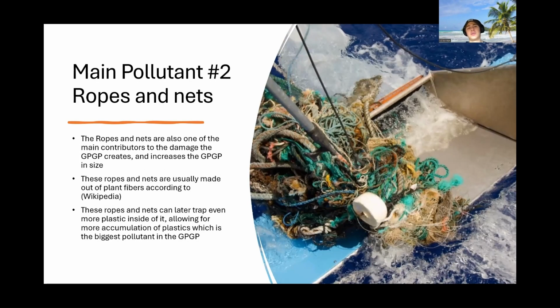So main pollutant number two would be ropes and nets. The ropes and nets are also one of the main contributors to the damage that the Great Pacific Garbage Patch creates, and it increases the Great Pacific Garbage Patch in size. These ropes and nets are usually made out of plant fibers, according to Wikipedia. These ropes and nets can later trap even more plastic inside of them, allowing for more accumulation of plastics, which is the biggest pollutant in the Great Pacific Garbage Patch.